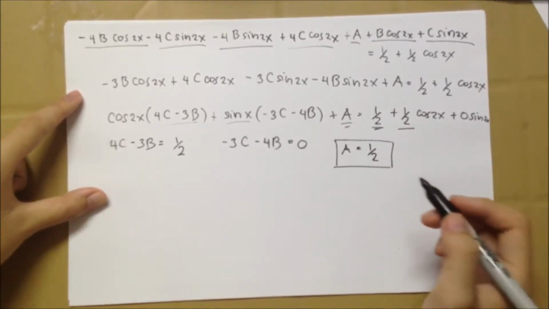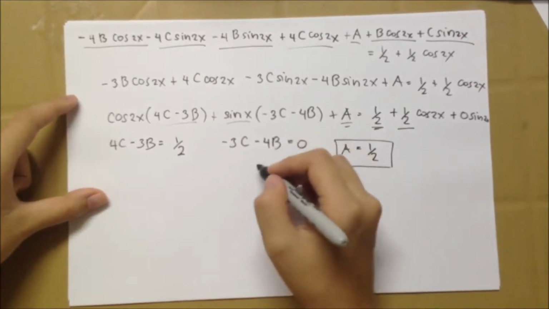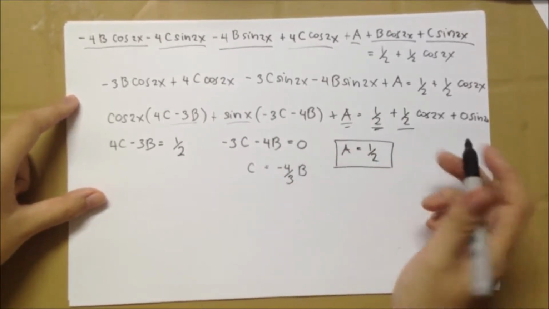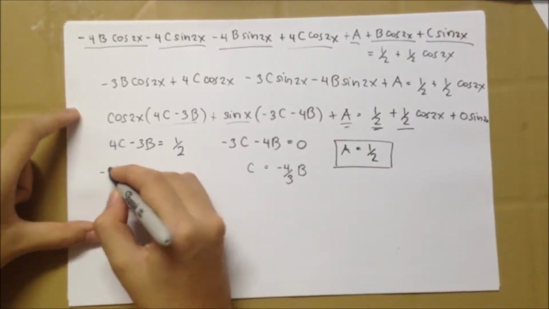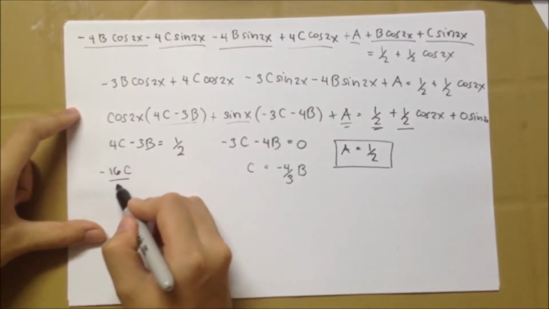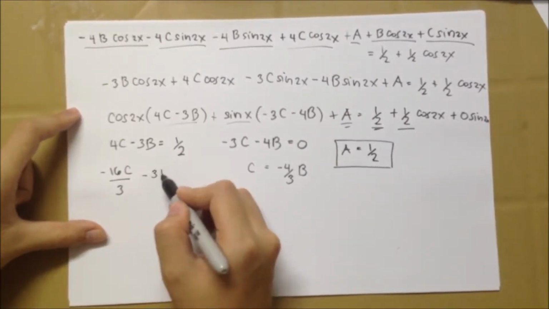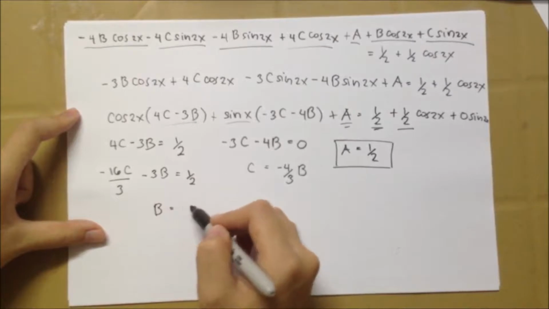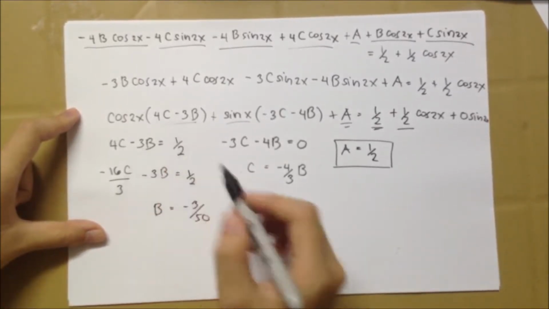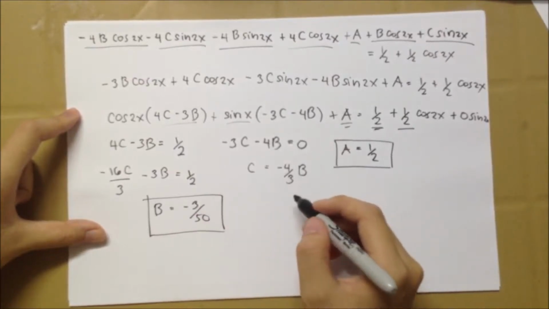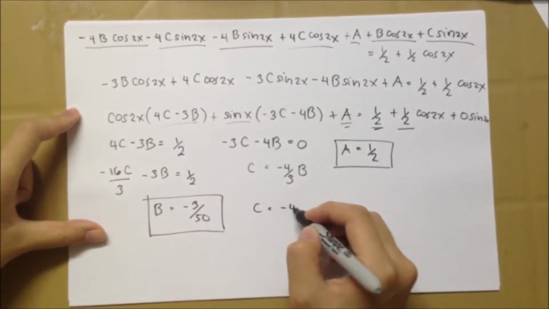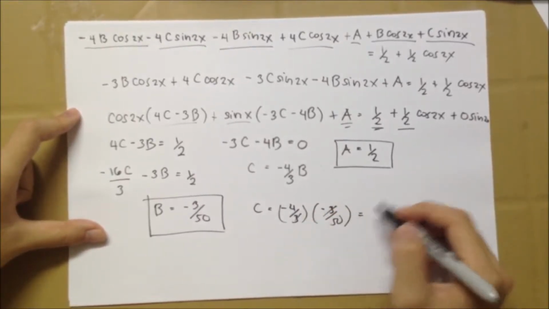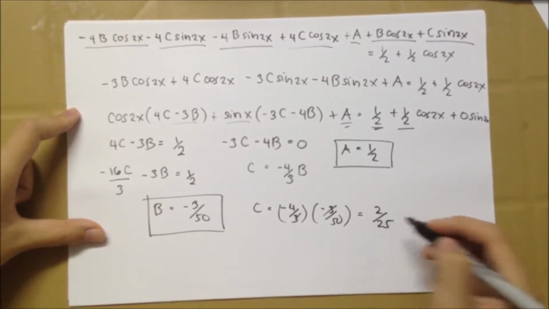So the next thing we're going to do is solve for the values of c and b. From here, we have c equal to negative 4/3 b. And substituting this here, I have negative 16c over 3 minus 3b, and this is equal to 1/2. So I have b equal to negative 3 over 50. Do the math. And for our c, the value of c here is negative 4 over 3 times negative 3 over 50. So I have 2 over 25.